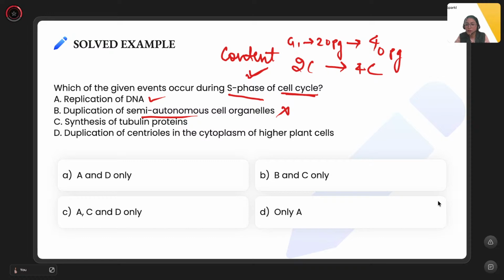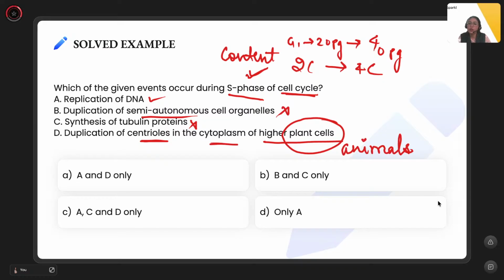Okay, if I talk about synthesis of tubulin protein, this is also not done in S phase. These happen in G2 phase, beta. Okay. Duplication of centrioles in cytoplasm of higher plants. Now beta, centriole duplication is seen in S phase, but not in case of plants. Not in plants, beta. In which? In animals you see centriole duplication in the cytoplasm. Clear? So here the correct answer will be only A.